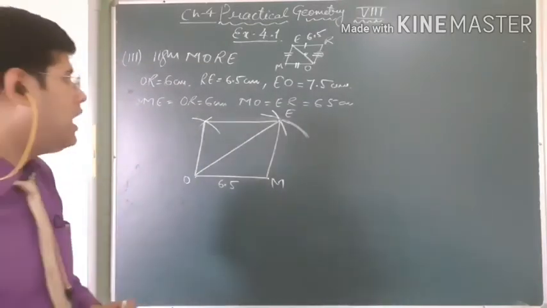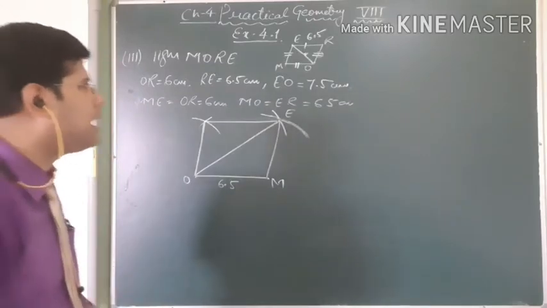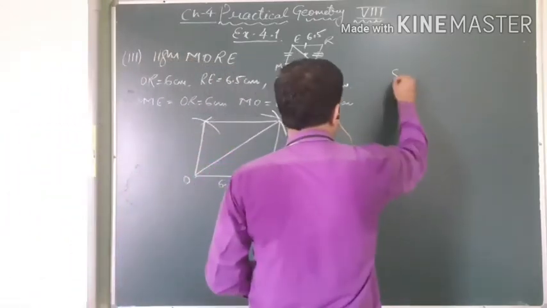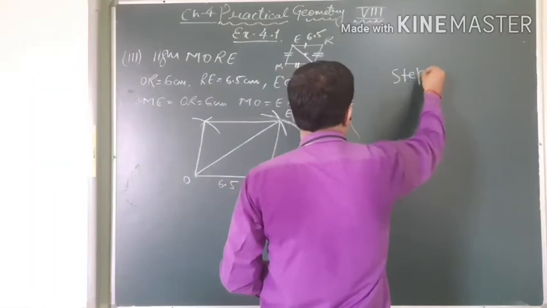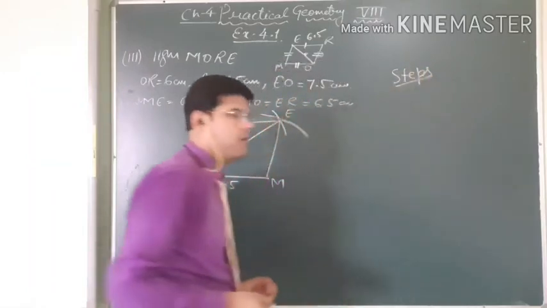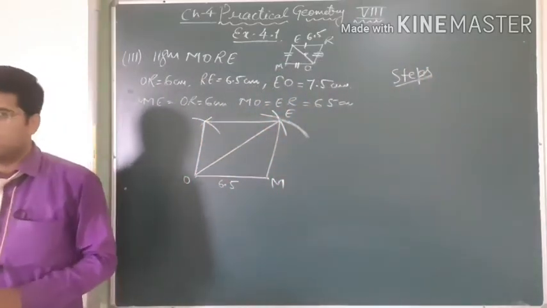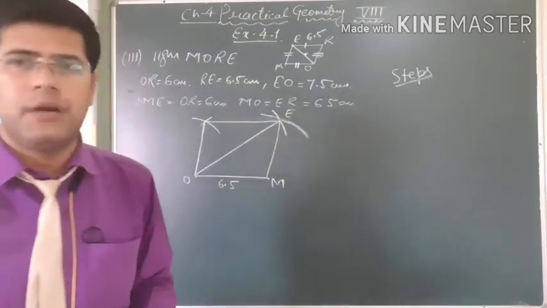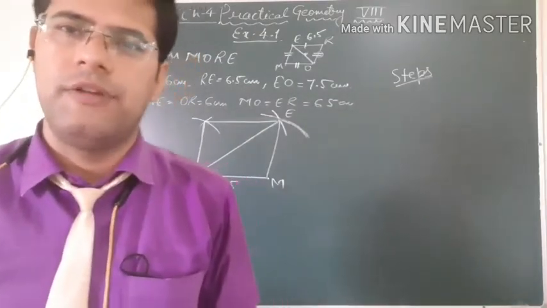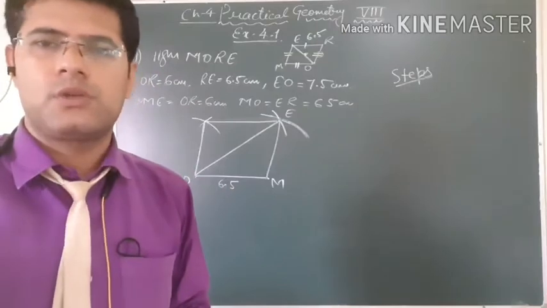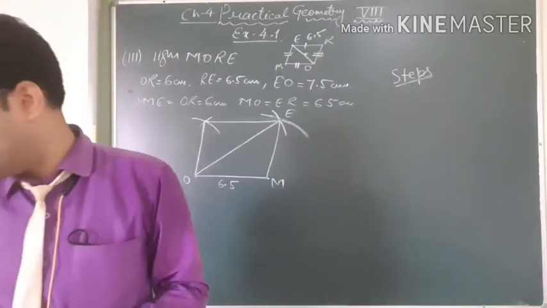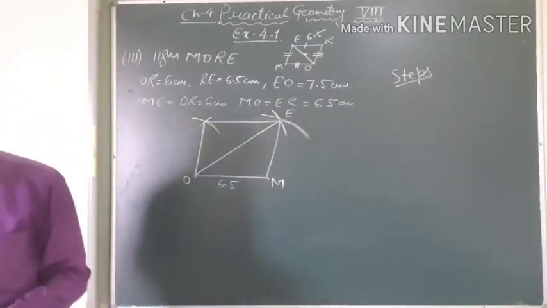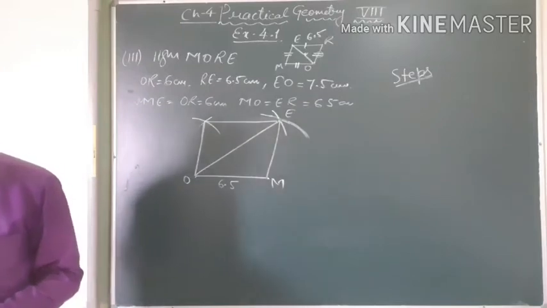Okay students, and what about the steps? You have to write the steps on your own, because the steps are the same as I have taught you, and you can take help from the book for writing steps, but all the sums must be written with the steps. Now I am going to make figure number 4, which is about the rhombus BEST.